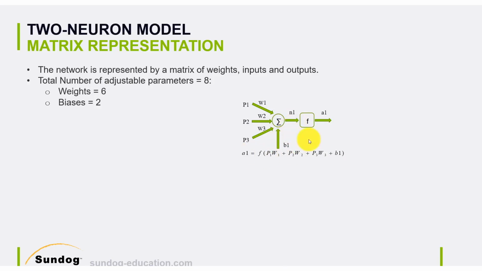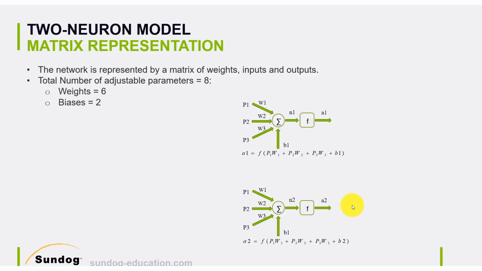And then that will generate N1, which is this value. We'll apply an activation function F, that will generate our A1, or we call it Y, or whatever, okay? That's the first neuron. Okay, let's get another neuron. That's another neuron. It's exactly the same, okay? We use the exact same input, P1, P2, P3, and we have the output going to be A2, all right?